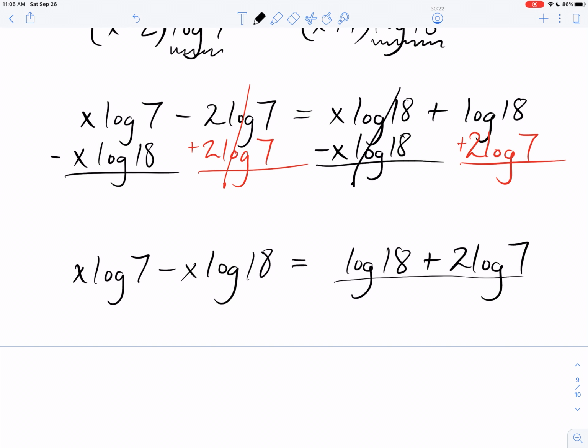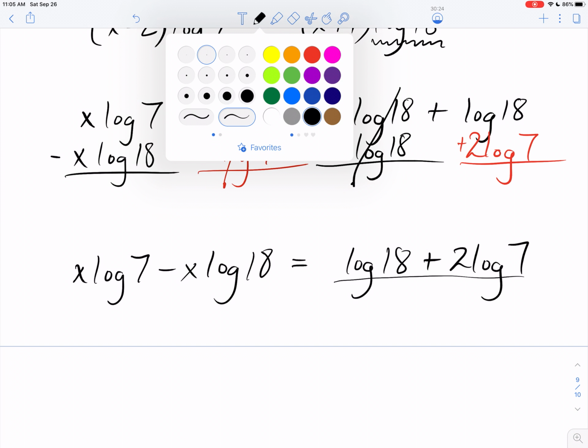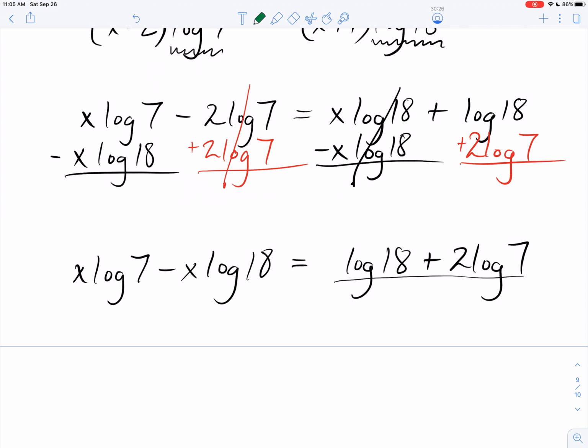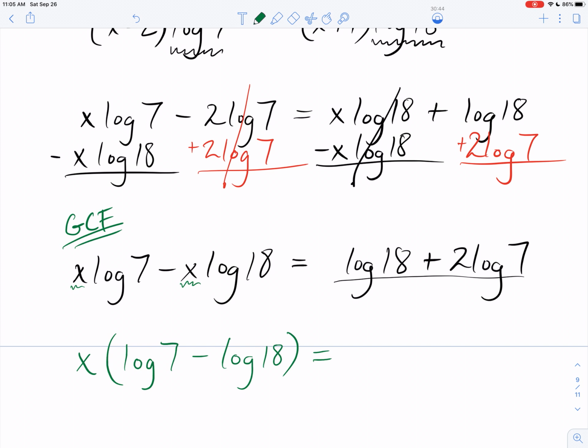Well, here's the trick we're going to use. We're going to treat this x like it's a GCF. See, this guy has an x, this guy has an x. So I'm going to factor it out. I'm going to say x times the log of 7 minus the log of 18. What's it equal? It equals this stuff over here.